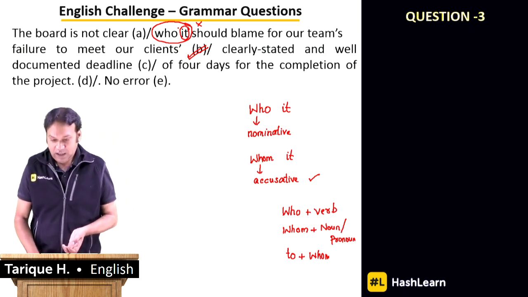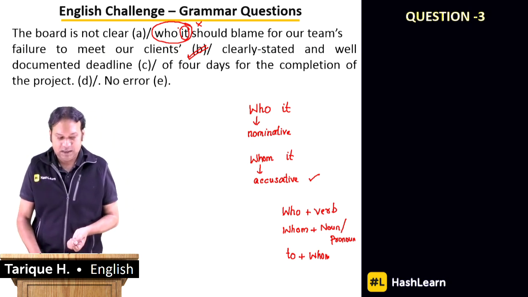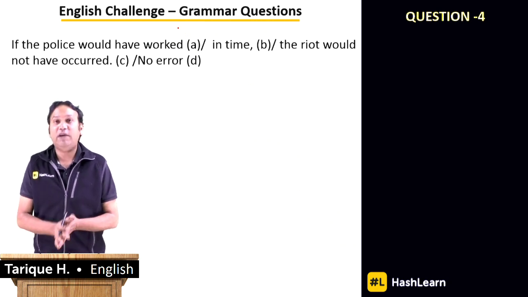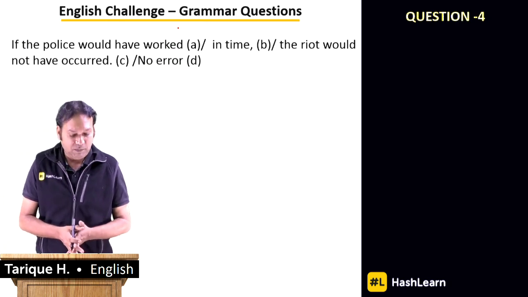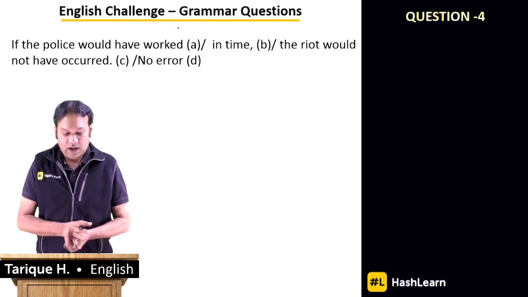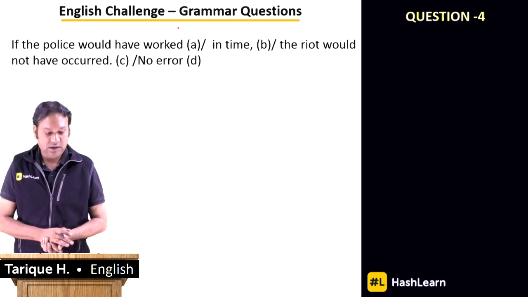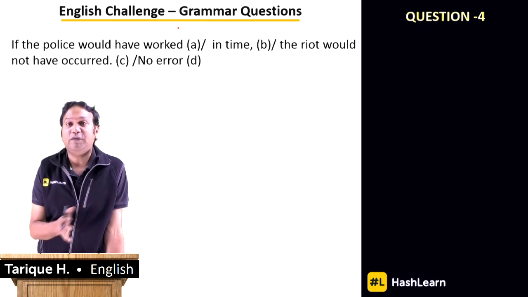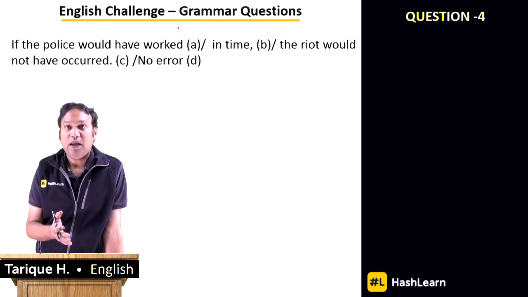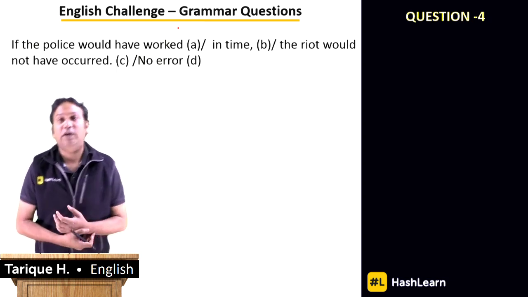That's question number 3. Let's move on to question number 4, students, and let's discuss this question. Here we have a simple one-line sentence: If the police would have worked in time, the riot would not have occurred. The last part is no error, which is D. So we have the sentence split into 4 parts, A, B, C, D. You have to find out which part of the sentence is incorrect. Is it A or B or C? I'll read the sentence for you: If the police would have worked in time, the riot would not have occurred.